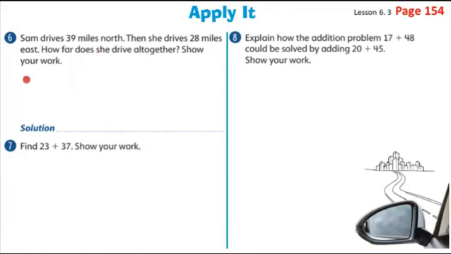You can pause it now and do the next one. Number 7, 523 plus 37. Show your work. Pause it now to work on this one. Number 8, explain how the addition problem 17 plus 48 could be solved by adding 20 to 45. Show your work. Pause now so that you can work on this one.